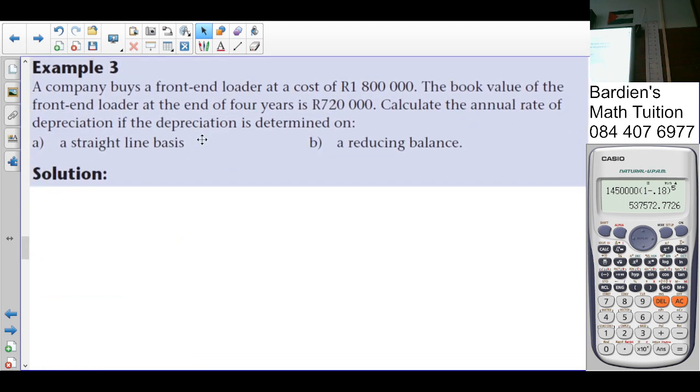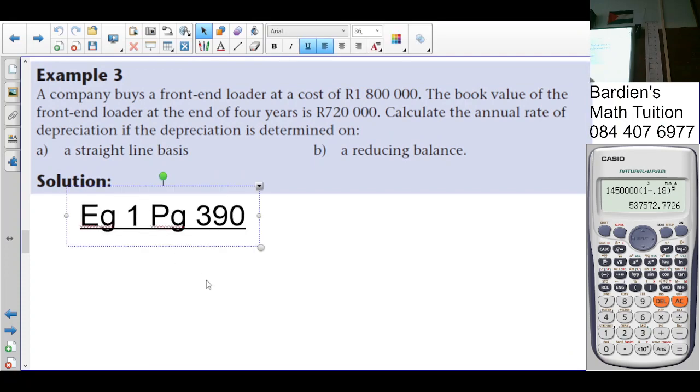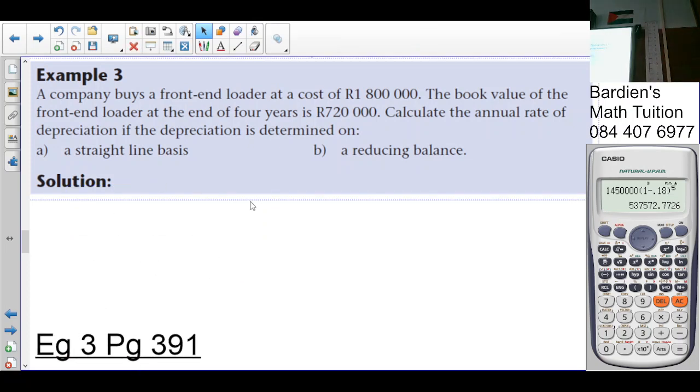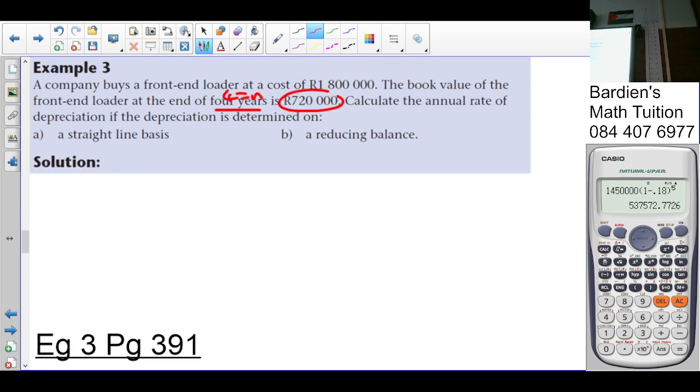Look at example 3. Example 3 is on page 391. We are told the company buys a front-end loader at a cost of 1,800,000, or 1.8 million. The book value of the front-end loader at the end of 4 years is 720,000. So that is 4 years, your n is 4. Your A value is 720,000, and 1.8 million is your P value.